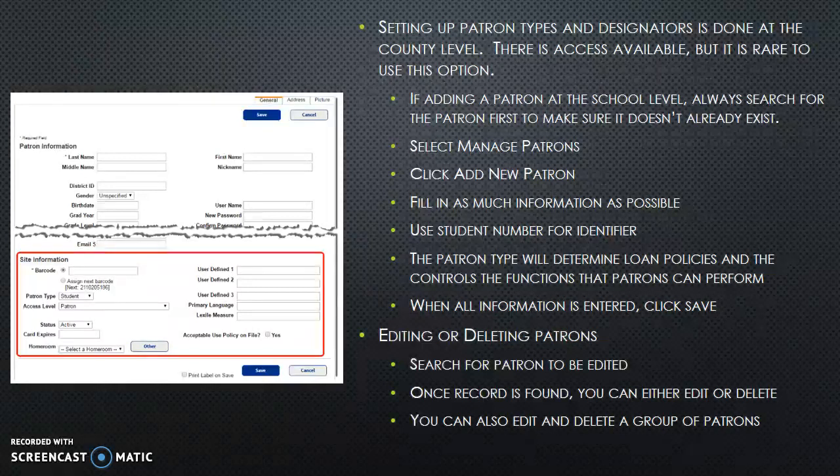You would use the student number for the identifier. Sometimes the kids call this their lunch number at my school. The patron type will determine the loan policies and controls and the functions that patrons can perform. When all the information is entered, you click Save. For editing or deleting patrons, you search for the patron to be edited, and then once the record is found, you can either delete or edit the record, and you can also edit and delete a group of patrons.